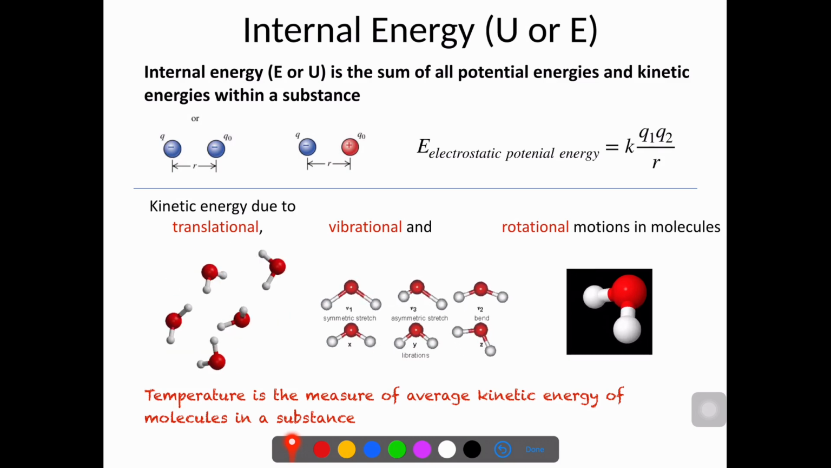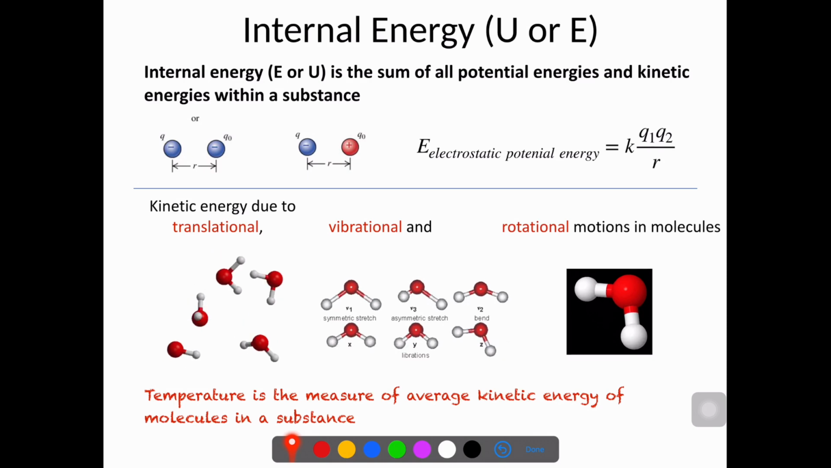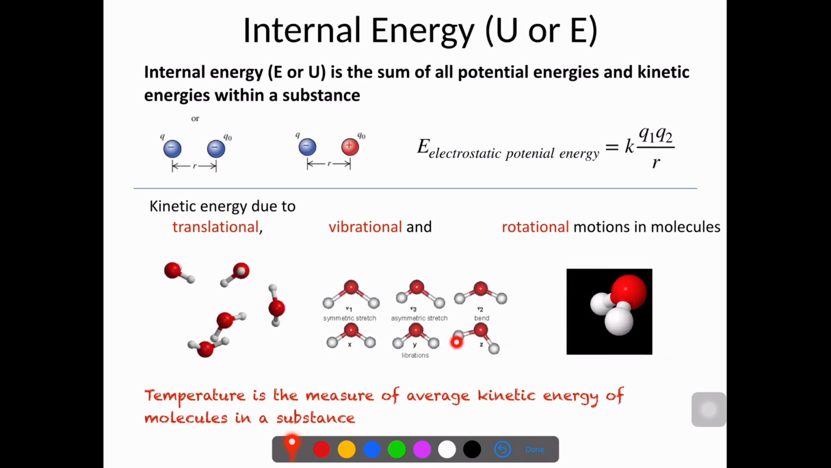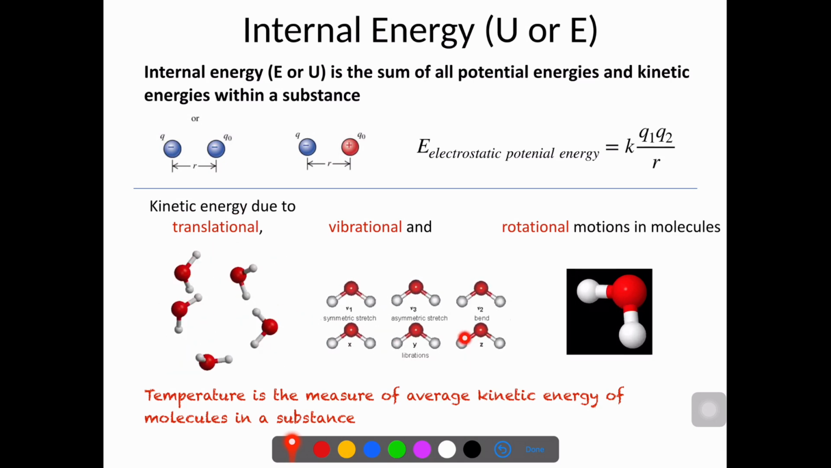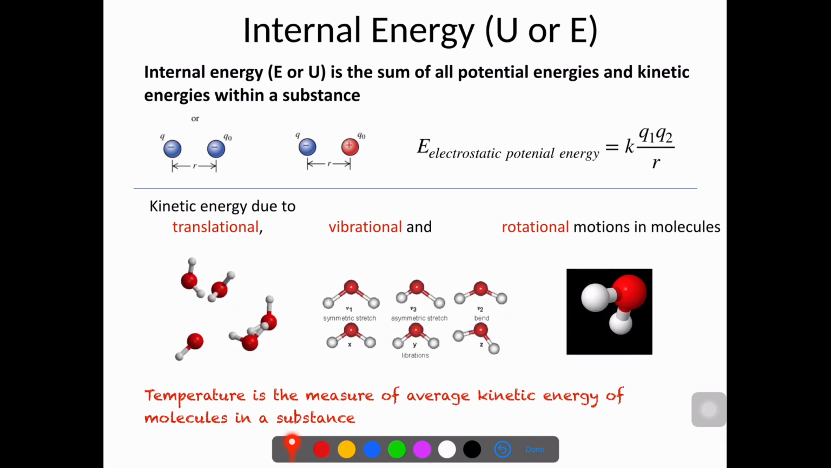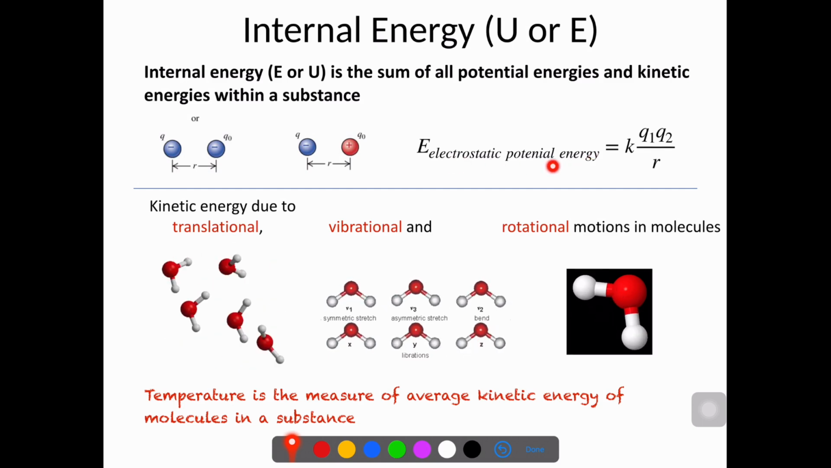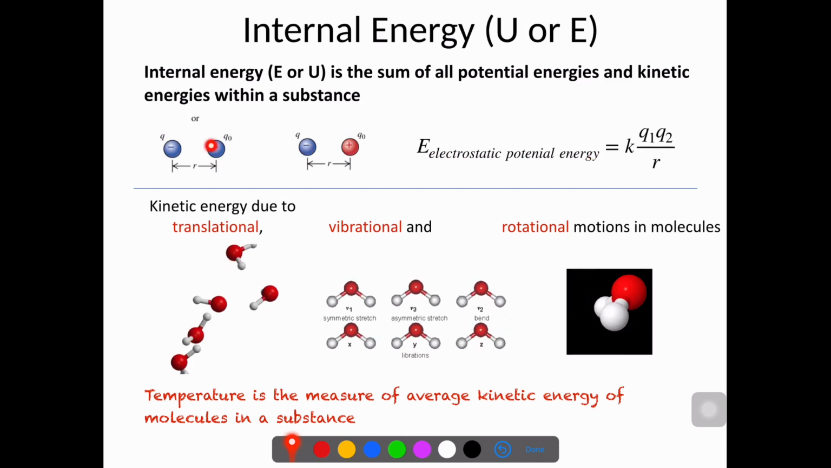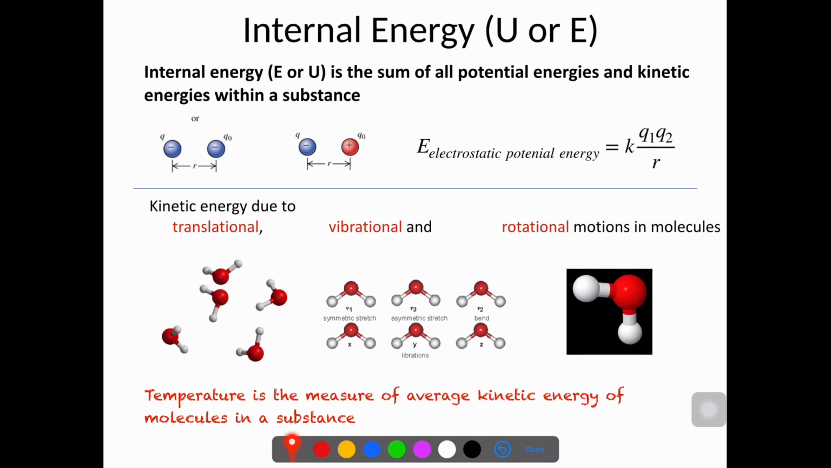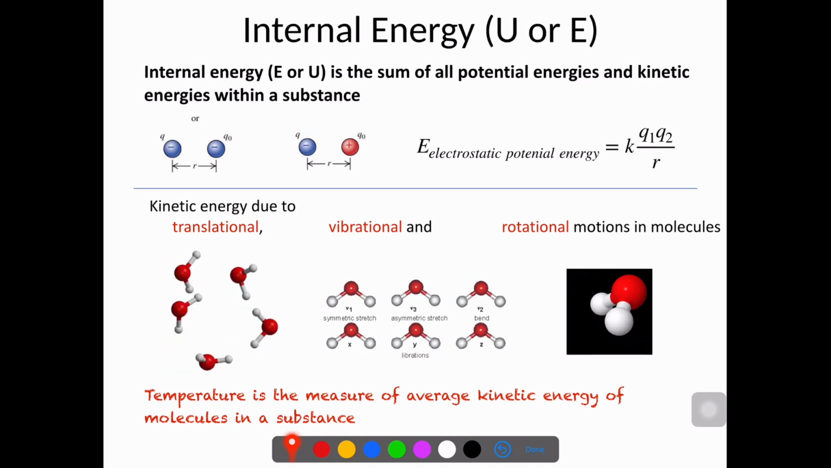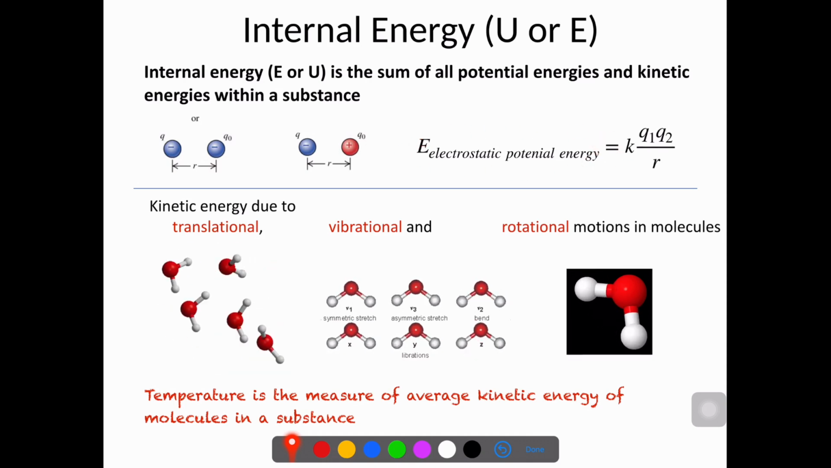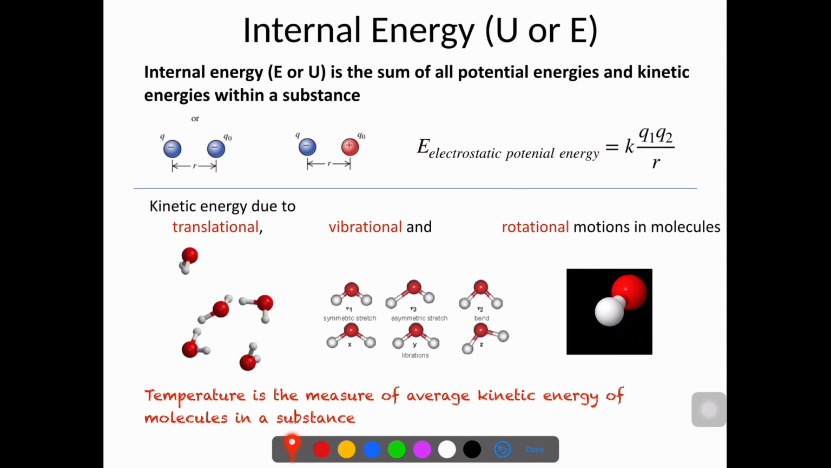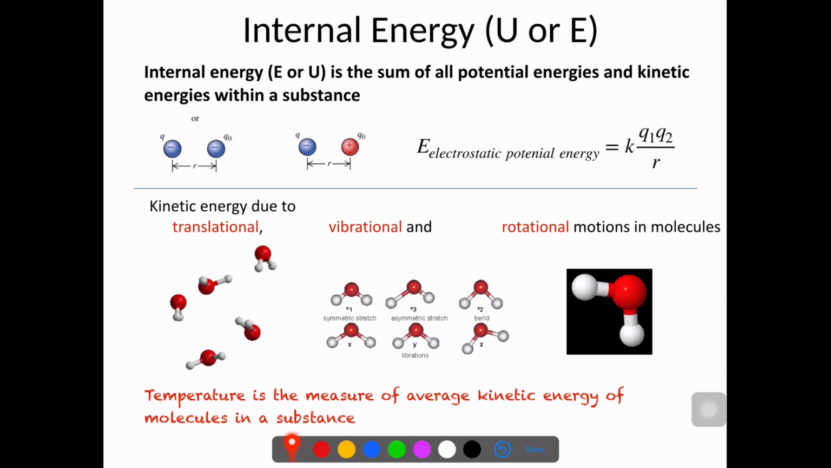Now, you cannot measure the internal energy of a substance because you don't have information about all possible kinetic energies. You don't have information about every little motion. You don't have information about all the electrostatic potential energies because there are lots of electrons and protons, and there are also other subatomic particles. So you can't get a value for the internal energy. It's something that you cannot measure precisely.